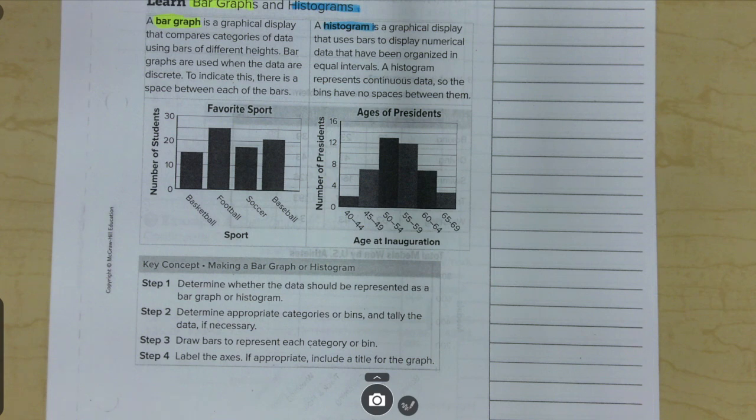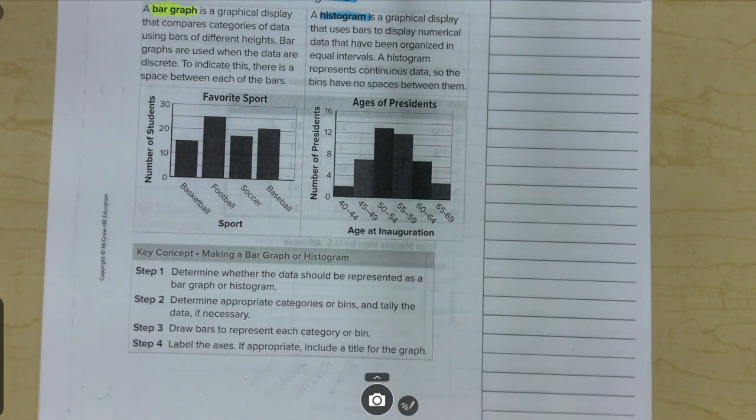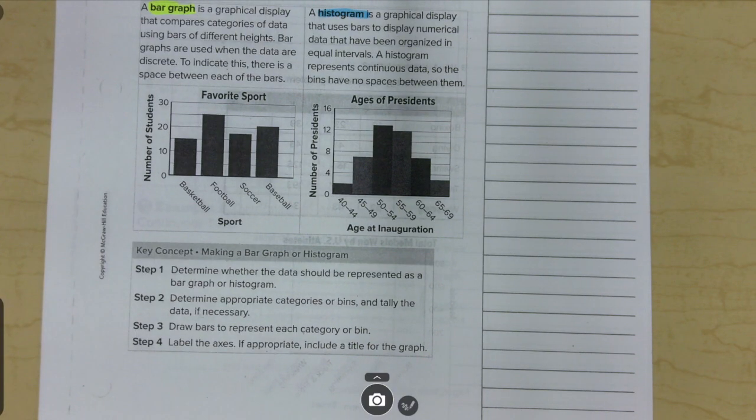Making one. Determine whether the data should be represented in a bar graph or histogram, and that's really are you tracking the individual values or is there some range that you're looking for? Determine the appropriate categories or bins and tally the data if necessary. Draw bars to represent each category or bin. Label the axis if appropriate. Include a title for the graph.